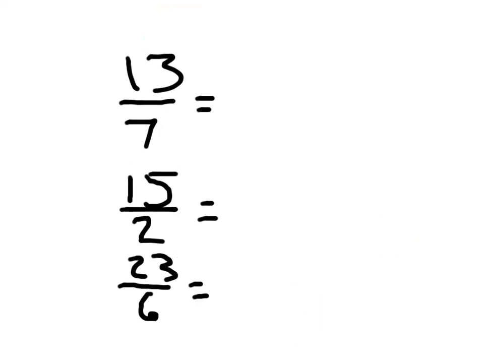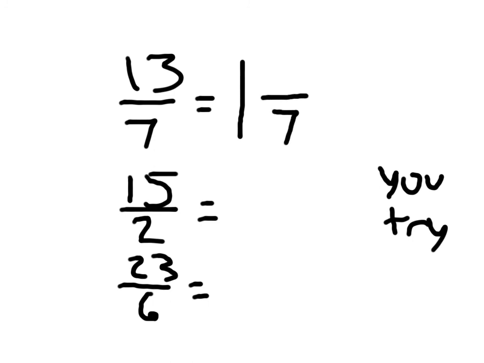I'll do that first one with you, and then I'll let you go ahead and work on those last 2 yourself. These will be your tries right here. 13 sevenths. 7 goes into 13 1 whole time. Again, we'll keep that denominator the same. And the remainder would have been 6. So 13 sevenths equals 1 6/7. Again, I was thinking about 13 divided by 7, and that's 1 with a remainder of 6. If I could divide that 6, I would divide it by 7. That's why I have this here, 6/7. Again, the denominator stays the same.